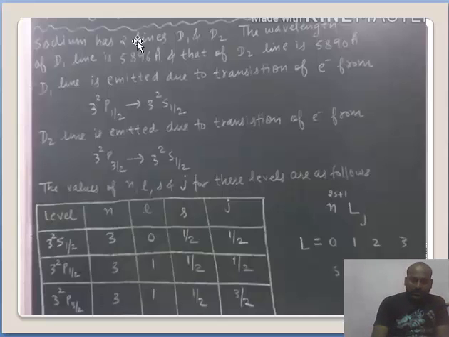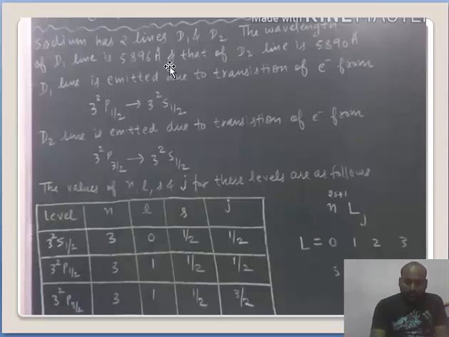I will explain easily using this PPT. Sodium has two lines, D1 and D2. The wavelength of the D1 line, already told, is 5896 angstrom and the D2 line is 5890. The D1 line is emitted by the transition of the electron from the 3p level to the 3s level.